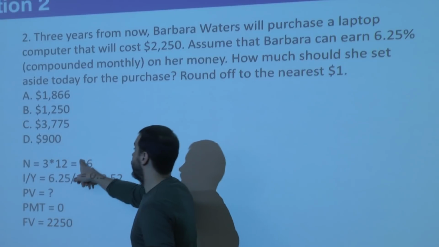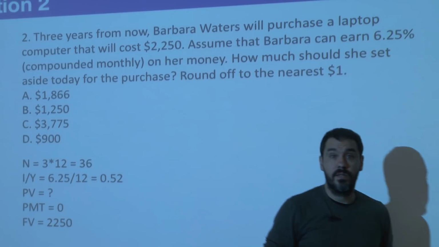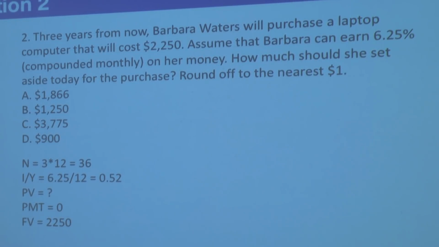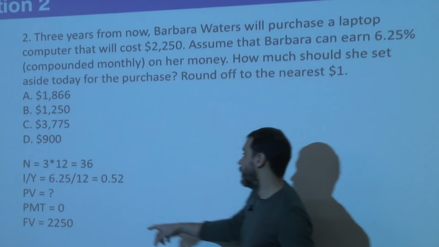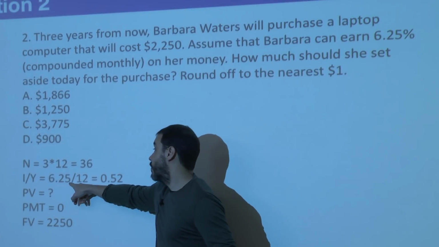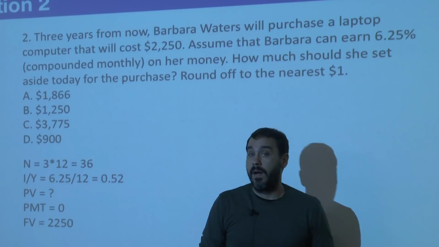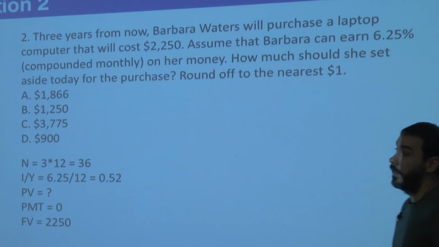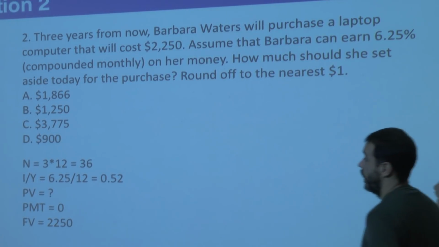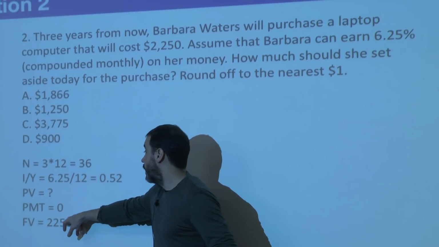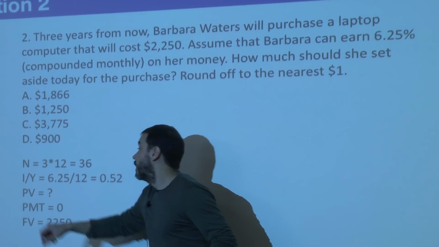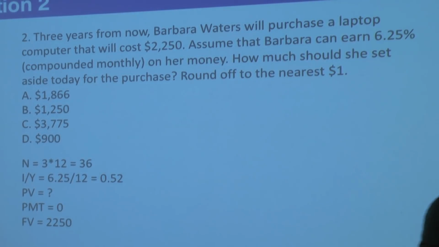So we have 36 months. That's 3 years. The interest rate for each month we find just by dividing the yearly rate by 12. And we have the future value. There are no payments. And we solve for present value.